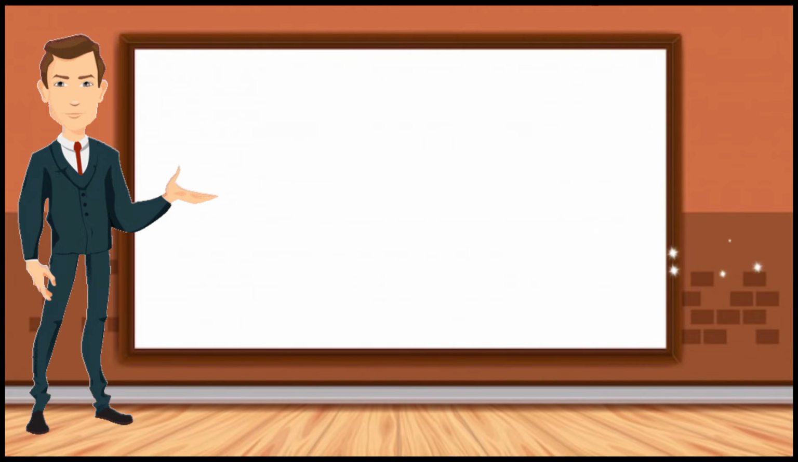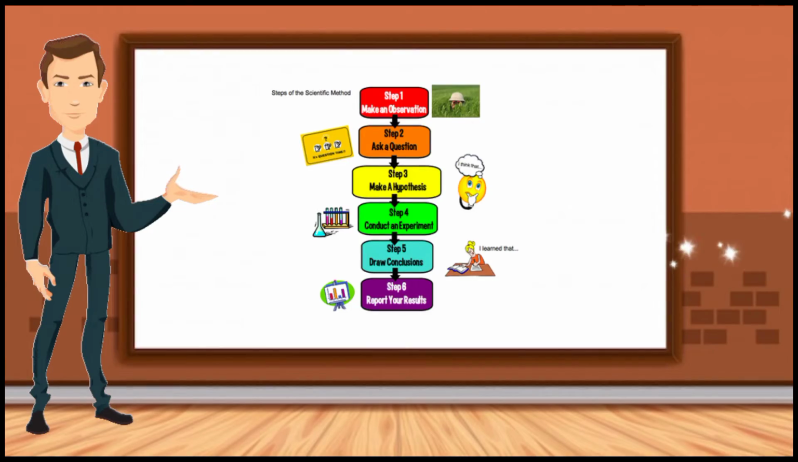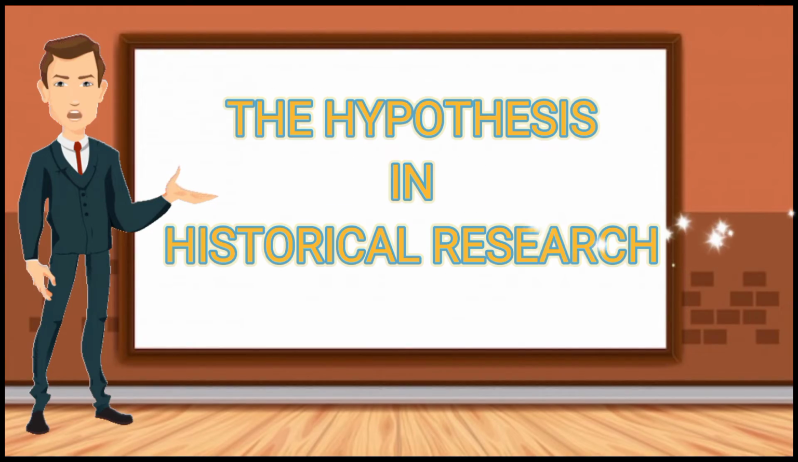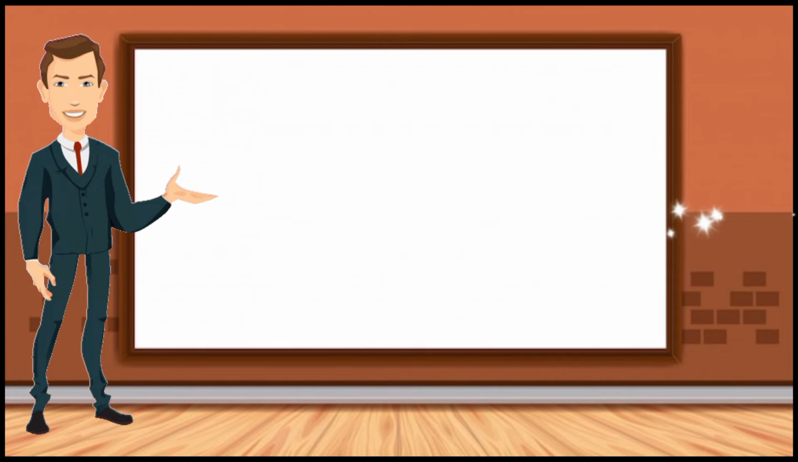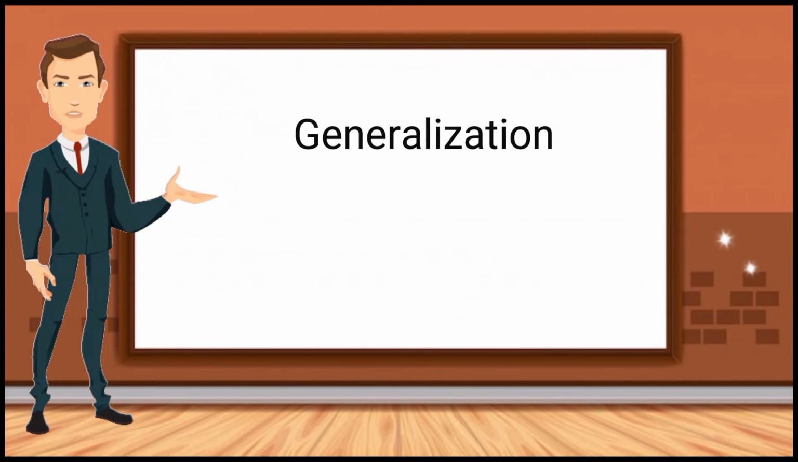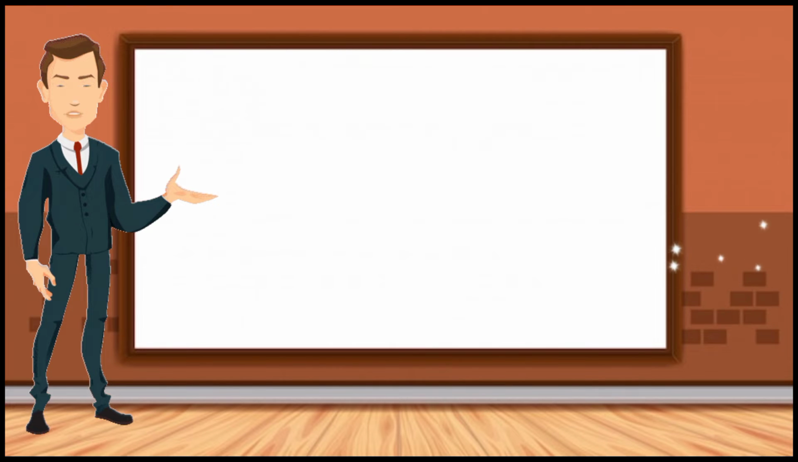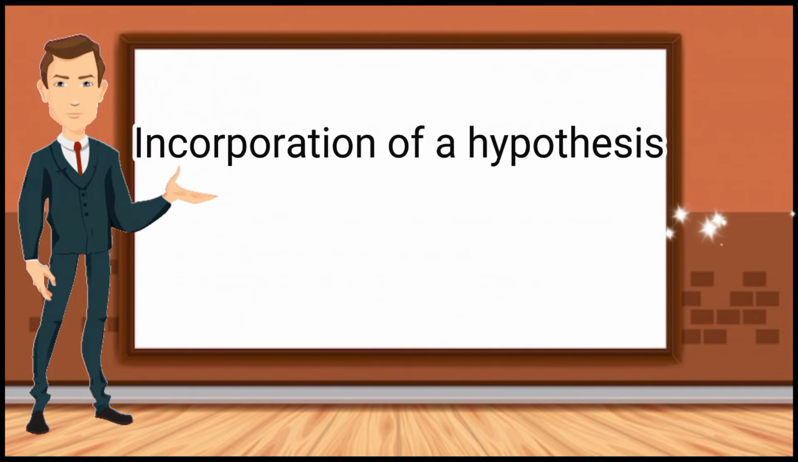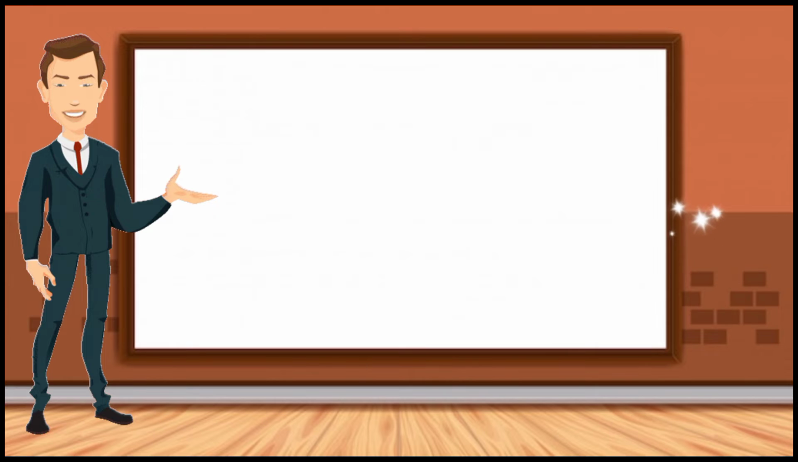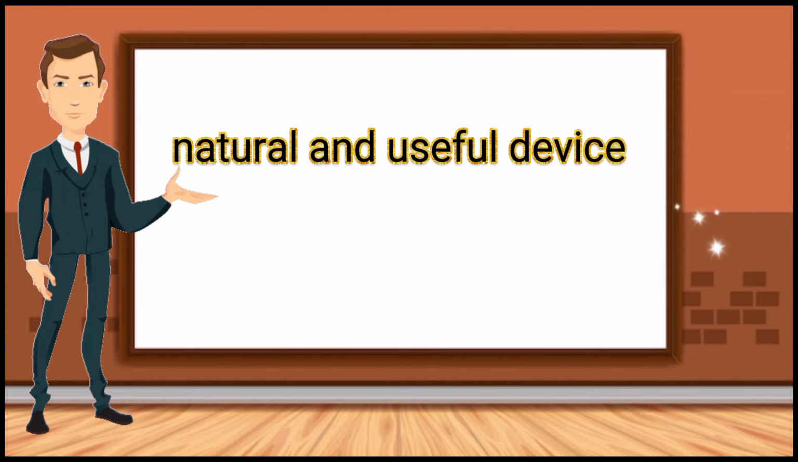True historical research tends to resemble a scientific method of inquiry, or a problem-oriented approach. The hypothesis in historical research. Generally speaking, the most significant and useful results of any basic research lie in the generalizations or principles which are derived from the factual data. Consequently, historical research, as well as other types of research, tends to benefit from the incorporation of a hypothesis. Indeed, the hypothesis is a natural and useful device in this method.